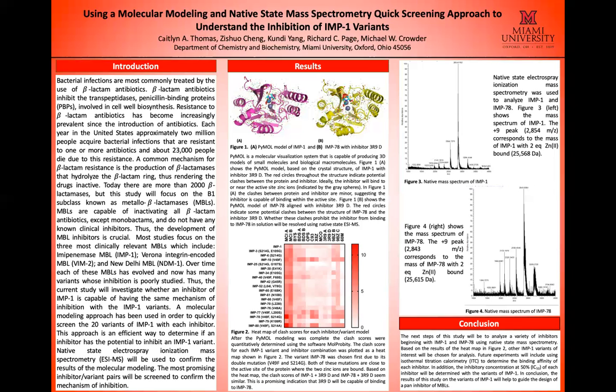Because this is an ongoing study, there are multiple experiments remaining. The next step will be to use native state mass spectrometry to analyze each protein and inhibitor combination. Then isothermal titration calorimetry will be used to determine the binding affinity each protein has for the inhibitor. Lastly, an IC50 will be determined for each protein and inhibitor combination.